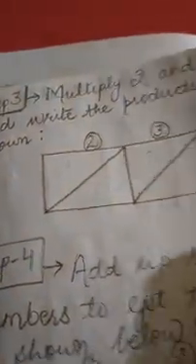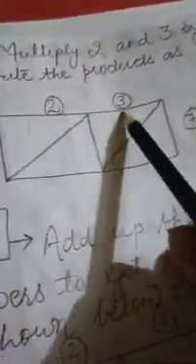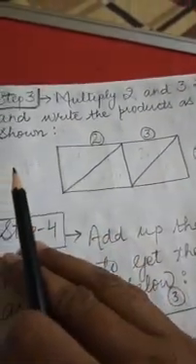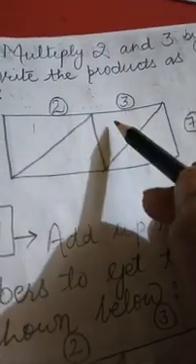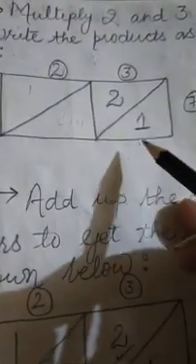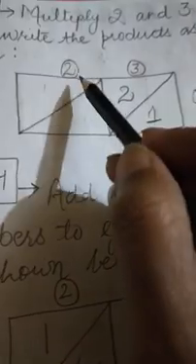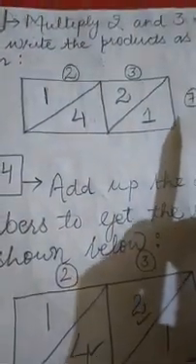Now multiply 2 and 3 by 7. We have written 2 and 3 here, and we will multiply them by 7. How will we write their product? Write the products as shown. 7 3s are 21, so we will write 21 like this. 7 2s are 14, so we will write the product like this.